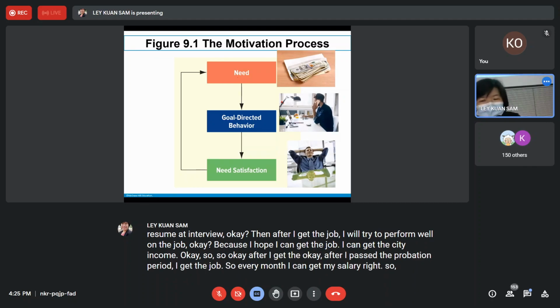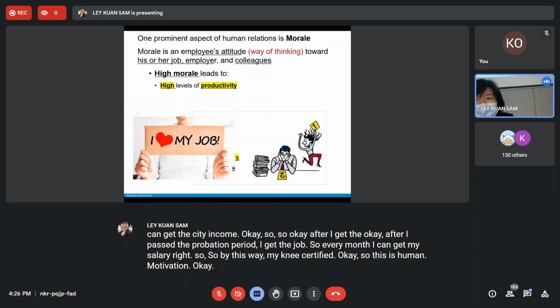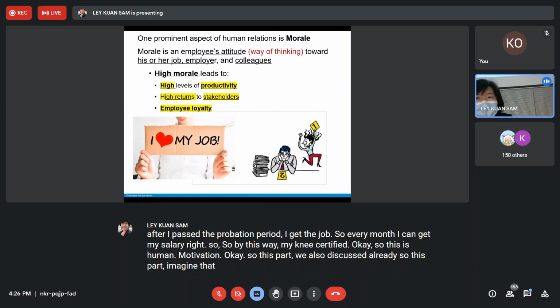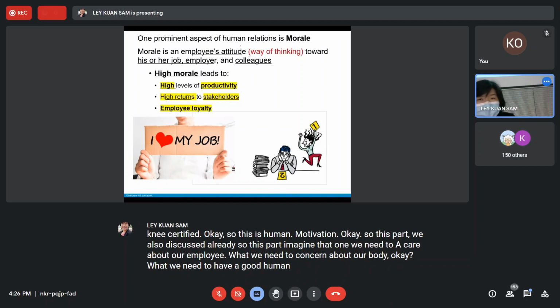So by this way, my need is satisfied. Okay, so this is human motivation. This part we also discussed already. This part mentions why we need to care about our employee, why we need to be concerned about our employee, and why we need to have a good human relation with our employee.